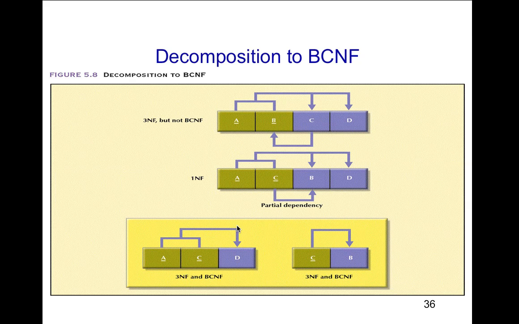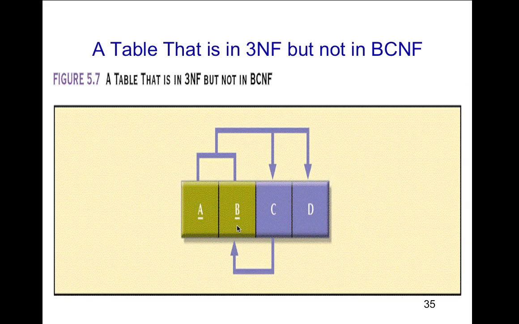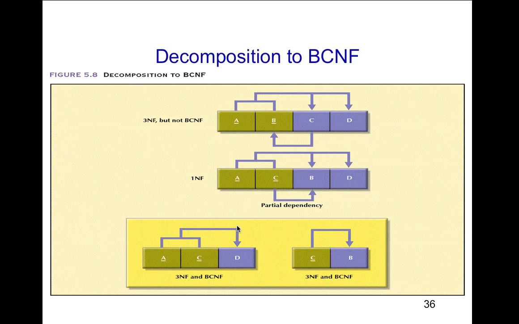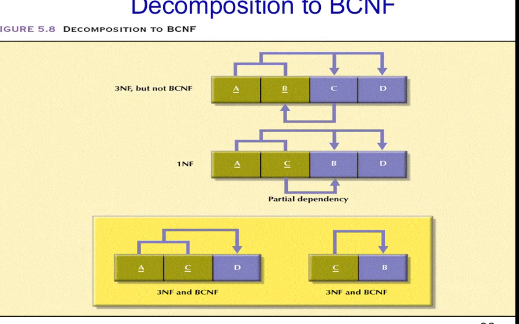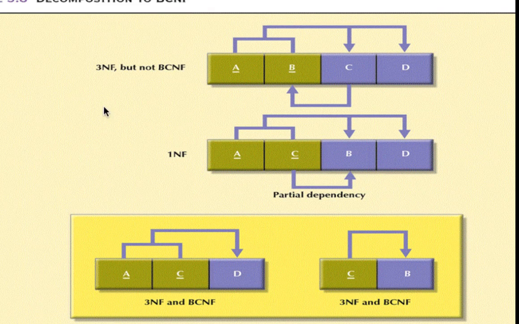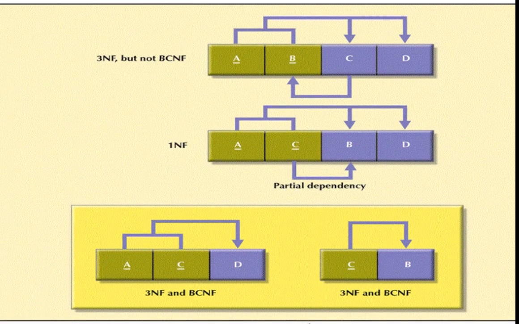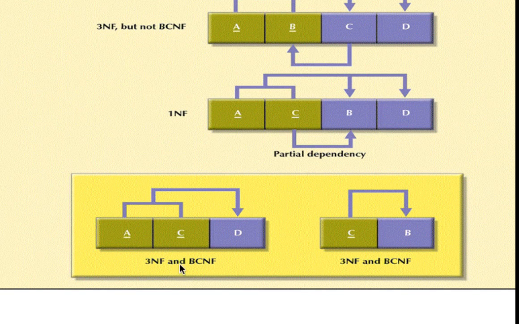So if we decompose it, here we have A, B, C, D all in one table, and we have these interrelationships that are existing. This is what we started with. We moved out the partial dependency, we split it out. So now we have third normal form and BCNF. We have two tables that follow both. So we have A, C, D, and CB. We can link up the C's here and get the information that we're looking for.